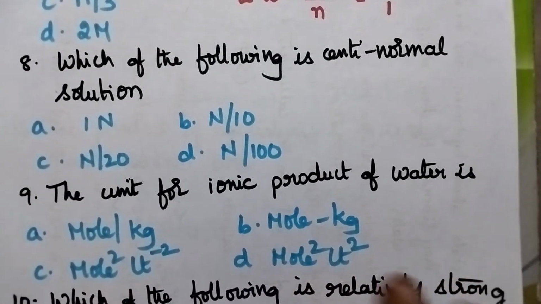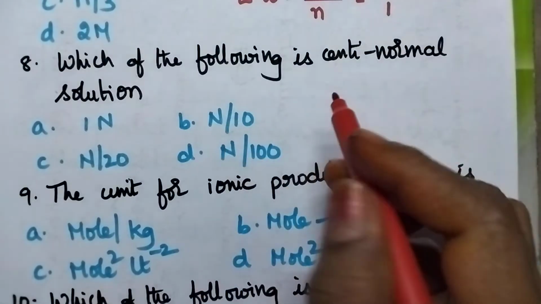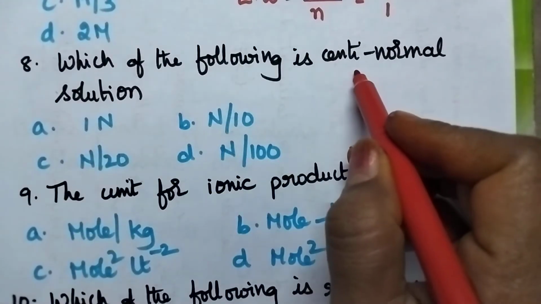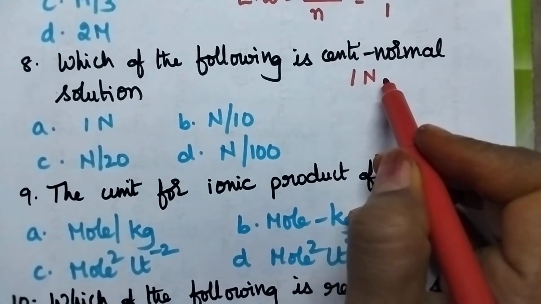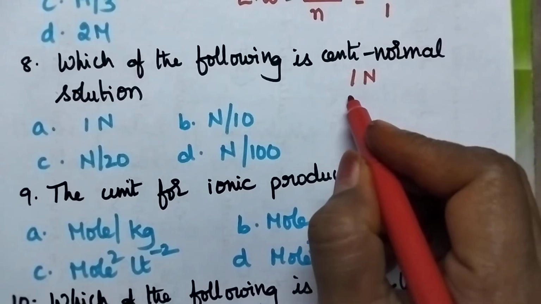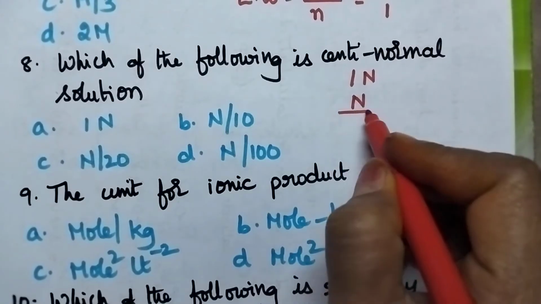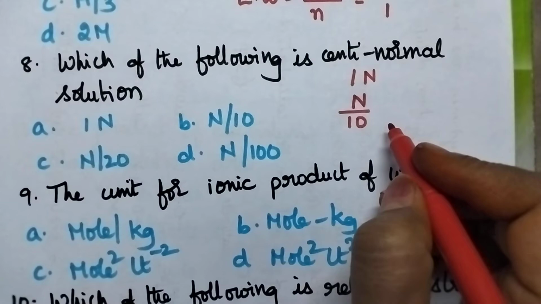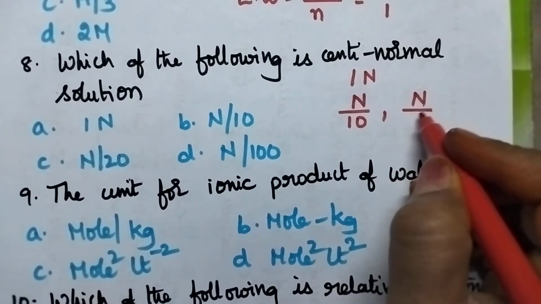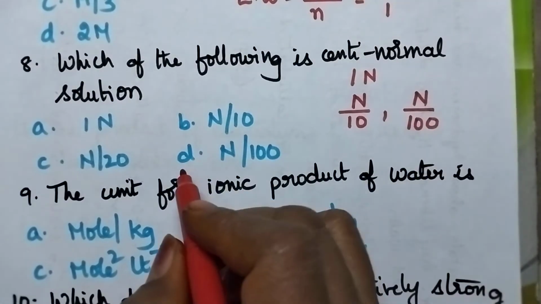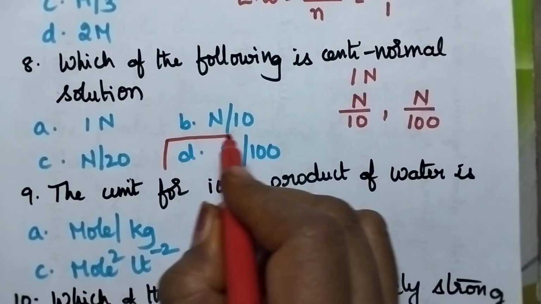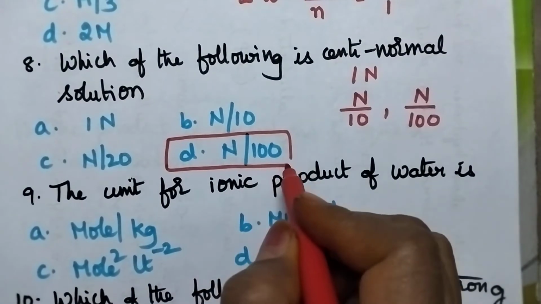Which of the following is the centinormal solution? One normal means that is the normal solution. Decinormal means N by 10 solution. Centinormal means N by 100 solution. So option D, N by 100, is the right option.